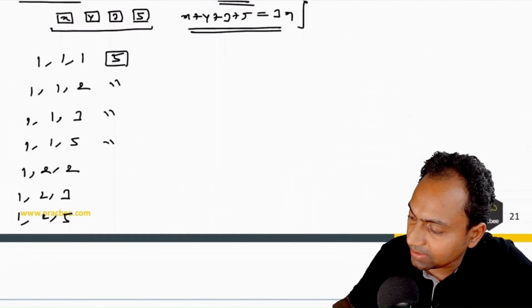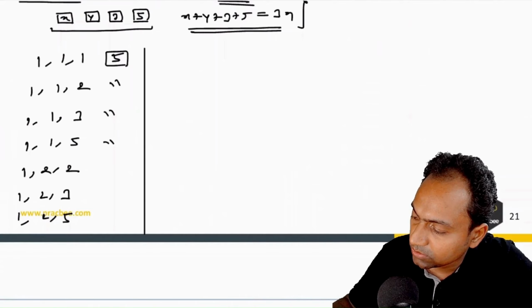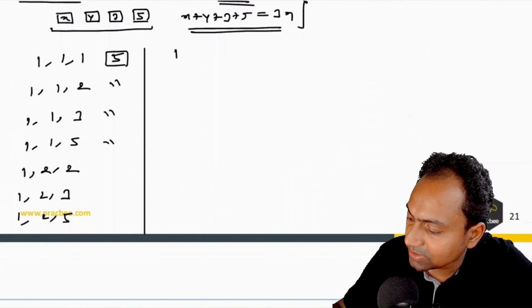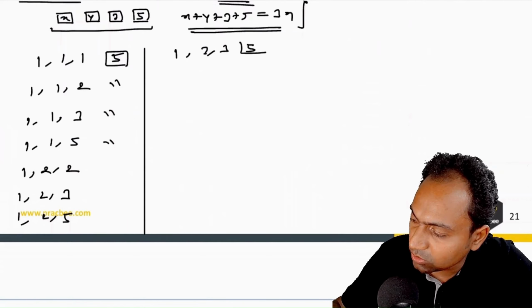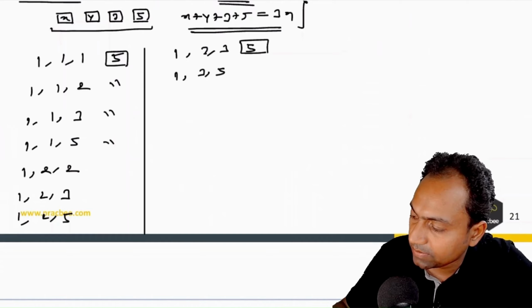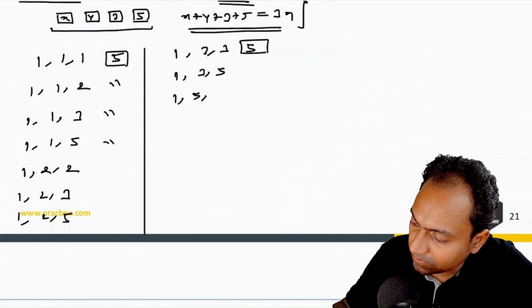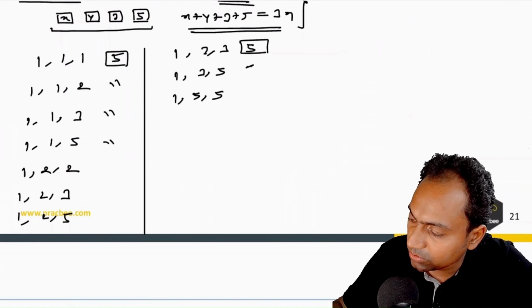Once we have reached there, now let us move forward. We have saturated 2 also, so we can start with 3. So 1, 3, 3 and 5 is already fixed here. Next we can write 1, 3, 5. Now let us start with 5. So 1, 5, 5. Till here we need to stop.